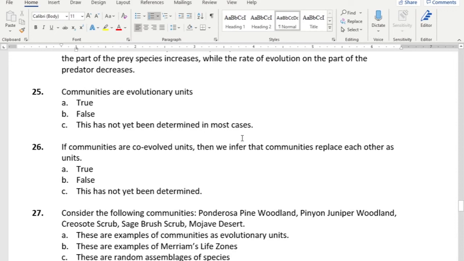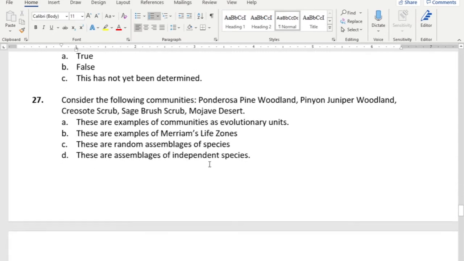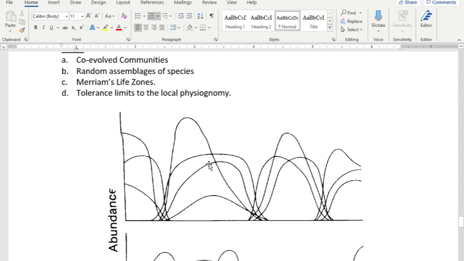25. Communities are evolutionary units. We had some discussion about that. The correct answer there is C. That has not yet been determined in most cases. Okay, let's scroll down here.